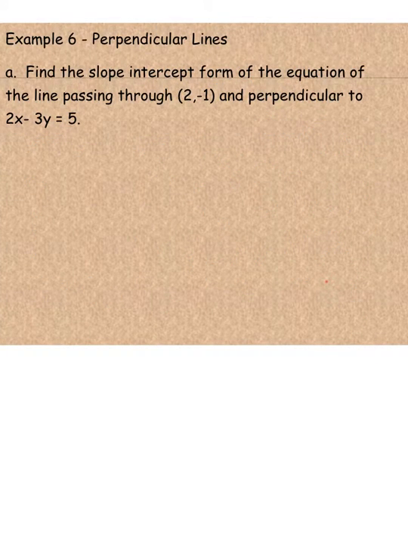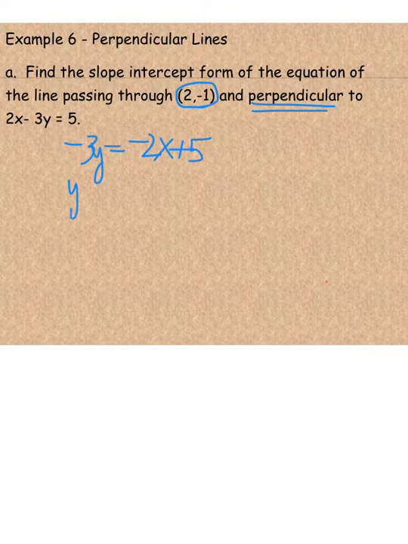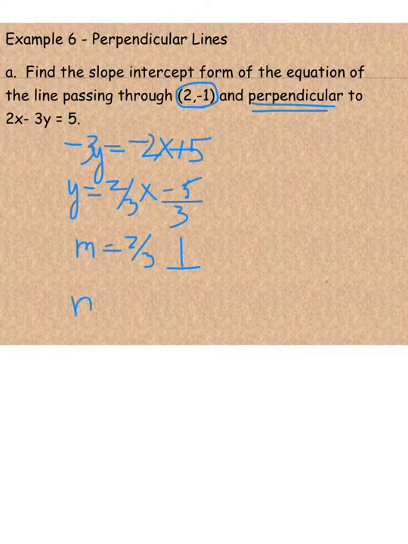Here we want to talk about perpendicular lines. We're going to find the slope-intercept form of the equation of the line passing through (2, -1) that's perpendicular to 2x minus 3y equals 5. If we were looking at the last example, this information is the same. The only thing we've changed is we've changed it to perpendicular. We would start off the same way. You would take the equation, put that in slope-intercept form, and identify the slope. We said the slope was 2/3. Because these lines are perpendicular, they have opposite reciprocal slopes, so you want to use the slope of negative 3/2.